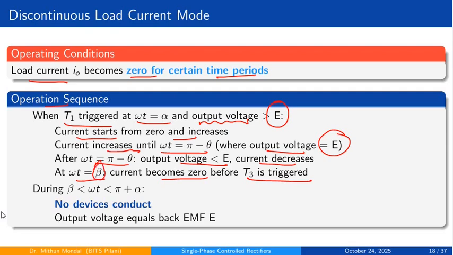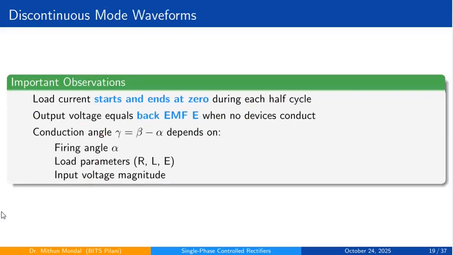So beta is known as the extinction angle. During the interval omega t from beta to pi plus alpha, no device will conduct and the output voltage will be equal to the battery EMF E. So this is the entire operation sequence for the discontinuous current mode.